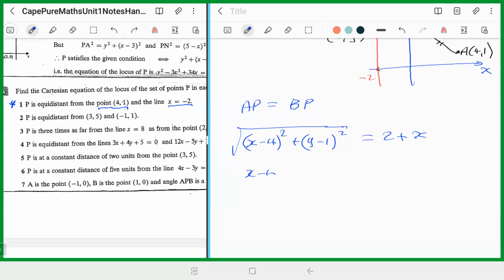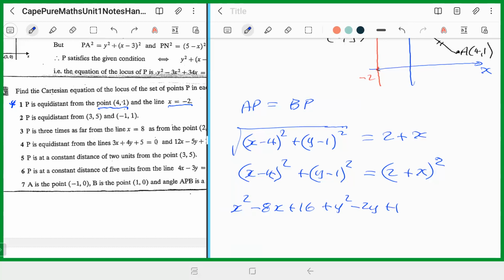So we get (x minus 4) squared plus (y minus 1) squared equals (2 plus x) squared. Let me expand and simplify, and I get my locus. When I expand this first, I'm going to get x squared minus 8x plus 16. When I expand this, I'm going to get y squared minus 2y plus 1 equals, when I expand this, 4 plus 4x plus x squared.